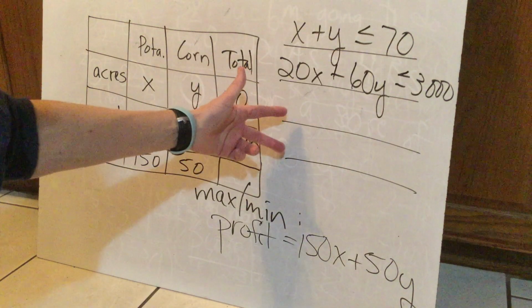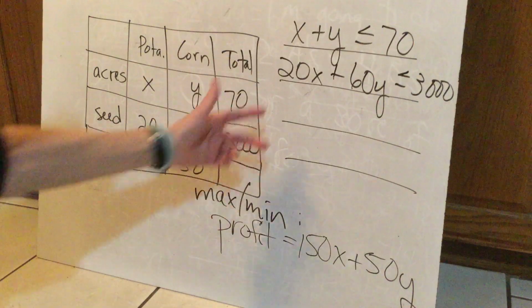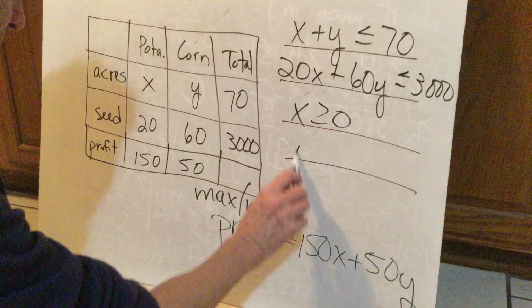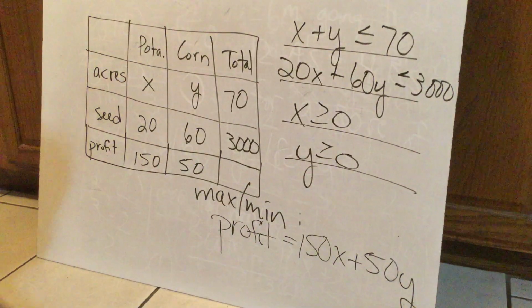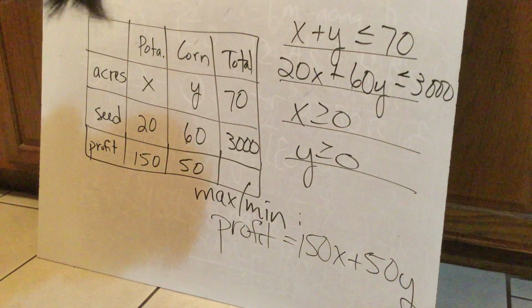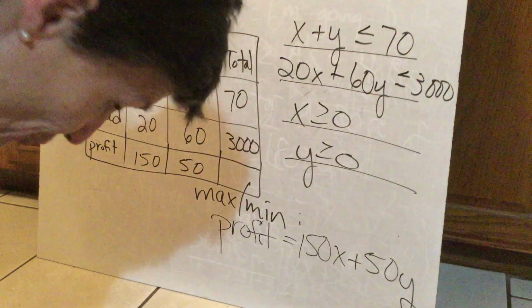Now, what are the two gimmies here that I told you? You can always get easy points. You can always fill those in. We know that x has to be positive and y has to be positive. Kids, what does x stand for? Acres of corn, or acres of potatoes. X is acres of potatoes. Can you plant negative acres of potatoes? No. So X and Y have to both be positive. That will always be the case. Don't blow easy points.